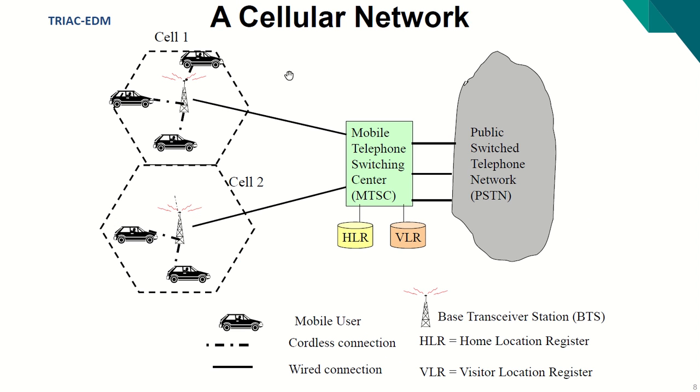And then a cellular network works like this. You have a cell, and that cell has a base station, which is called the base transceiver station. Sometimes we abbreviate it as base station. And that base station communicates with the mobile user. Here is the mobile user. It communicates with the mobile user wirelessly.